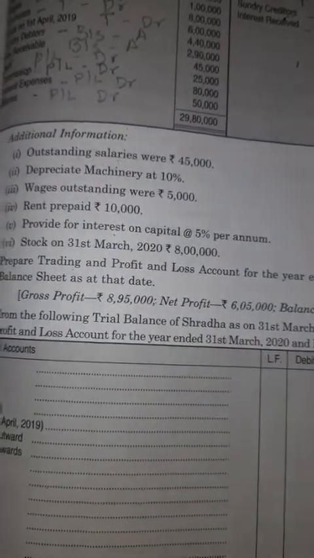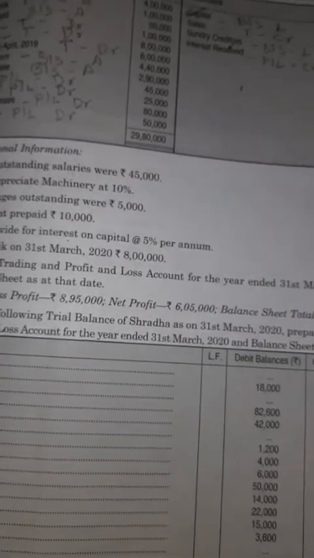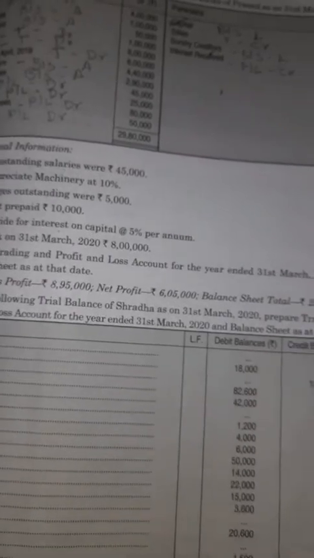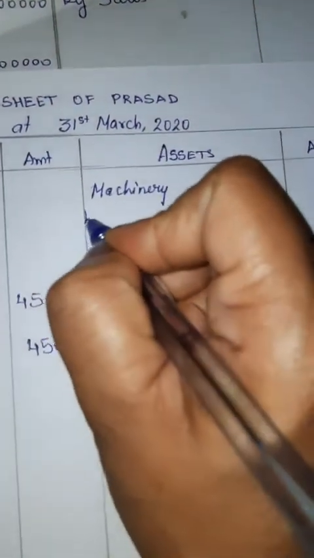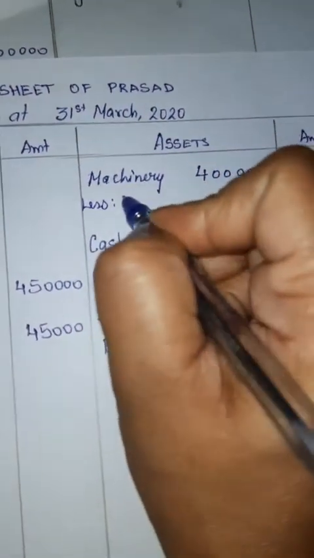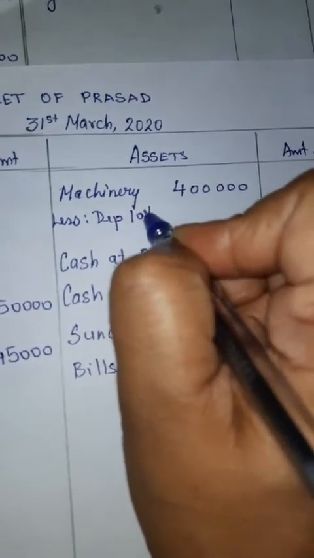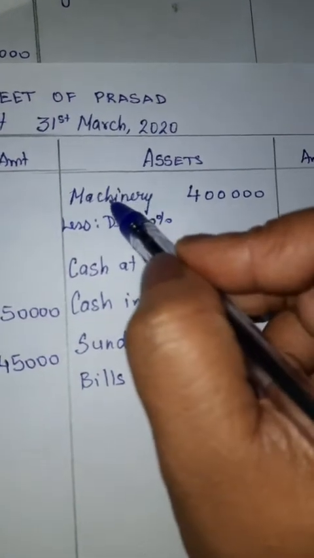Depreciate means you have to provide for depreciation on that machinery. That means it is an item which reduces the value of machinery. So the first adjustment for this item will be shown as a deduction from the machinery. From machinery you have to depreciate 10%, what is given to you. So 10% depreciation has to be shown in machinery.